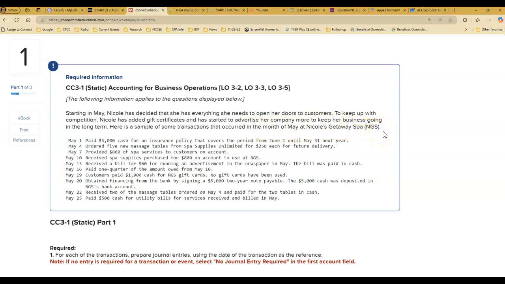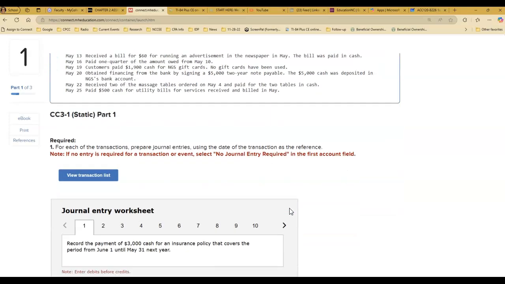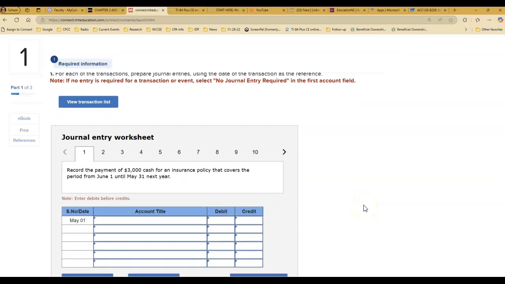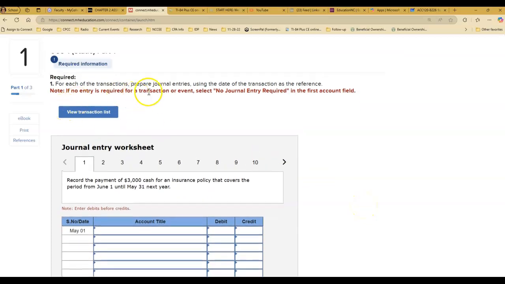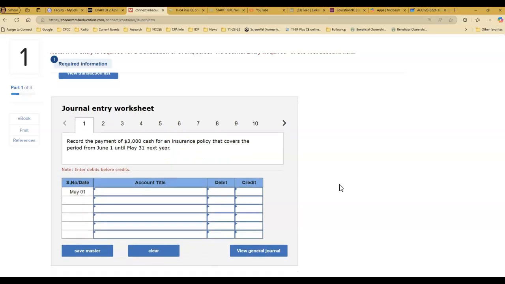Now, a couple of notes here. Don't start reading through all this data, for one simple reason: you don't know what they want you to do with it. So when you see all these transactions, just skip over them for the moment. Let's come down here to the item. It says for each of the transactions, prepare journal entries using the date of the transaction as the reference.